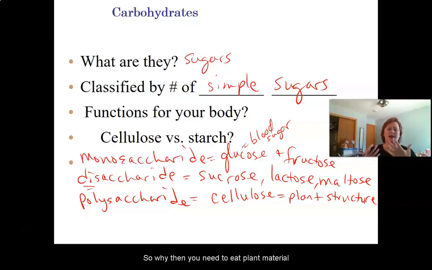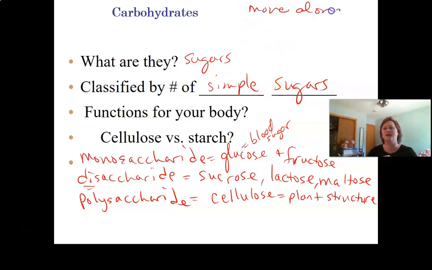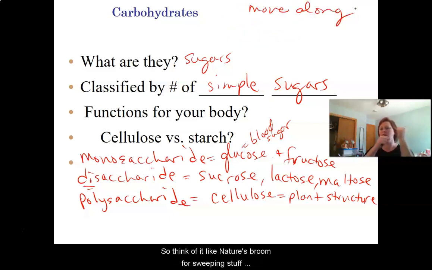So why then do you need to eat plant material if you can't digest it? Well, keep this in mind. If I cannot digest it, then I can't get energy from it. That is probably one of the most common answers that I get, and it is not correct. You need this non-digestible fiber for a couple of reasons. It helps to keep stuff moving along in your digestive tract. So think of it kind of like nature's broom, sweeping stuff through the tract.